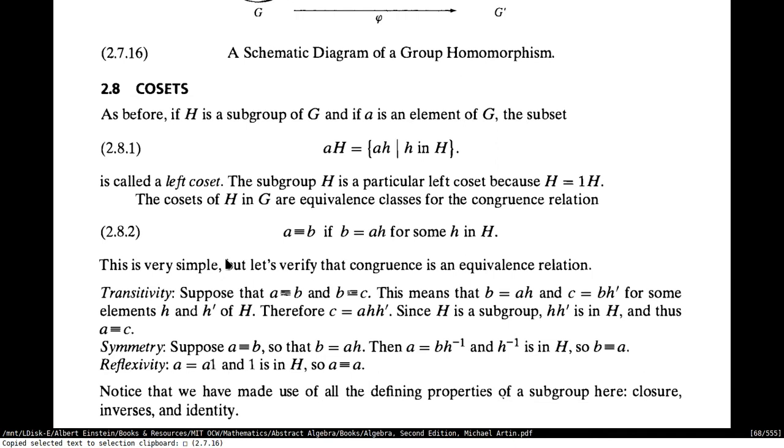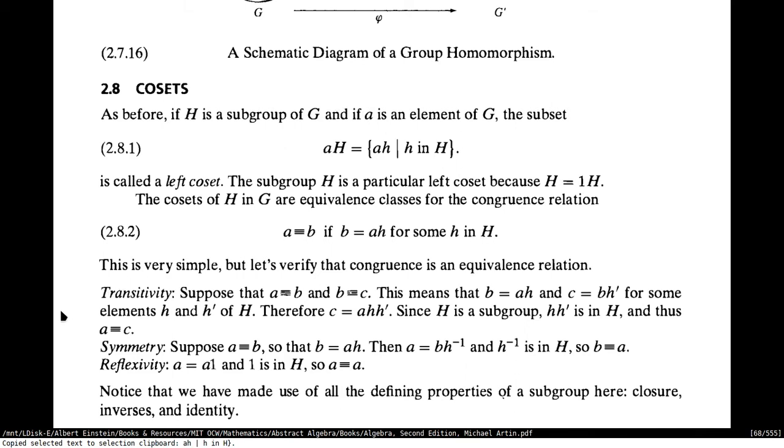If H is a subgroup of a group G and you take an element a from G, then the subset aH is the left coset, and it contains all the products ah such that h is in H. So the small h are the elements of the capital H, and this set of products forms the left coset, right?